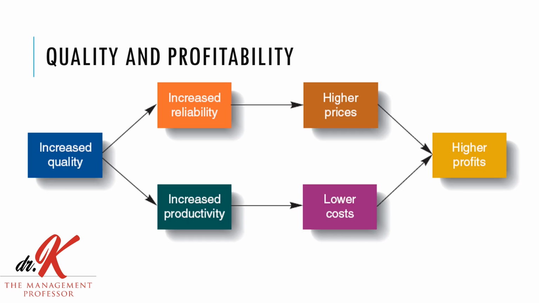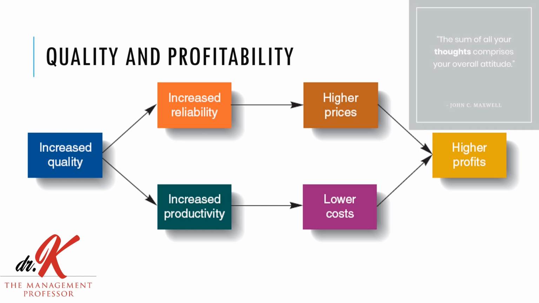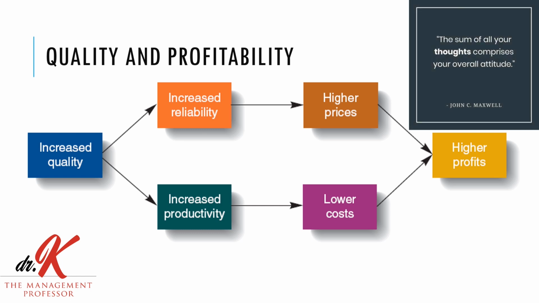Time and time again, increased quality leads to higher profits. When management focuses on quality, both productivity and reliability go up. This means, 1, you can charge higher prices for a higher quality product, and 2, you'll lower costs as you eliminate unnecessary activities in the process. With higher prices and lower costs, you can achieve higher profits.